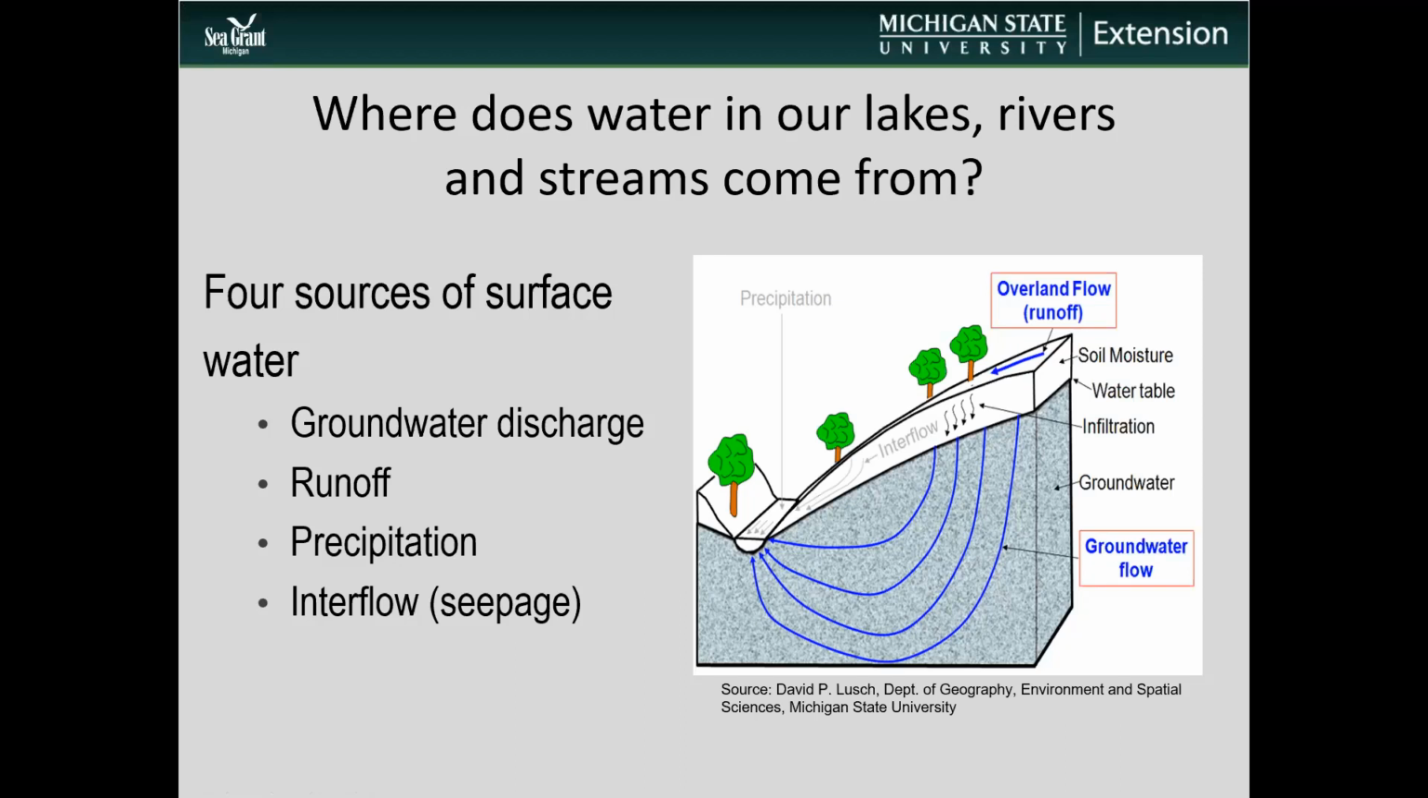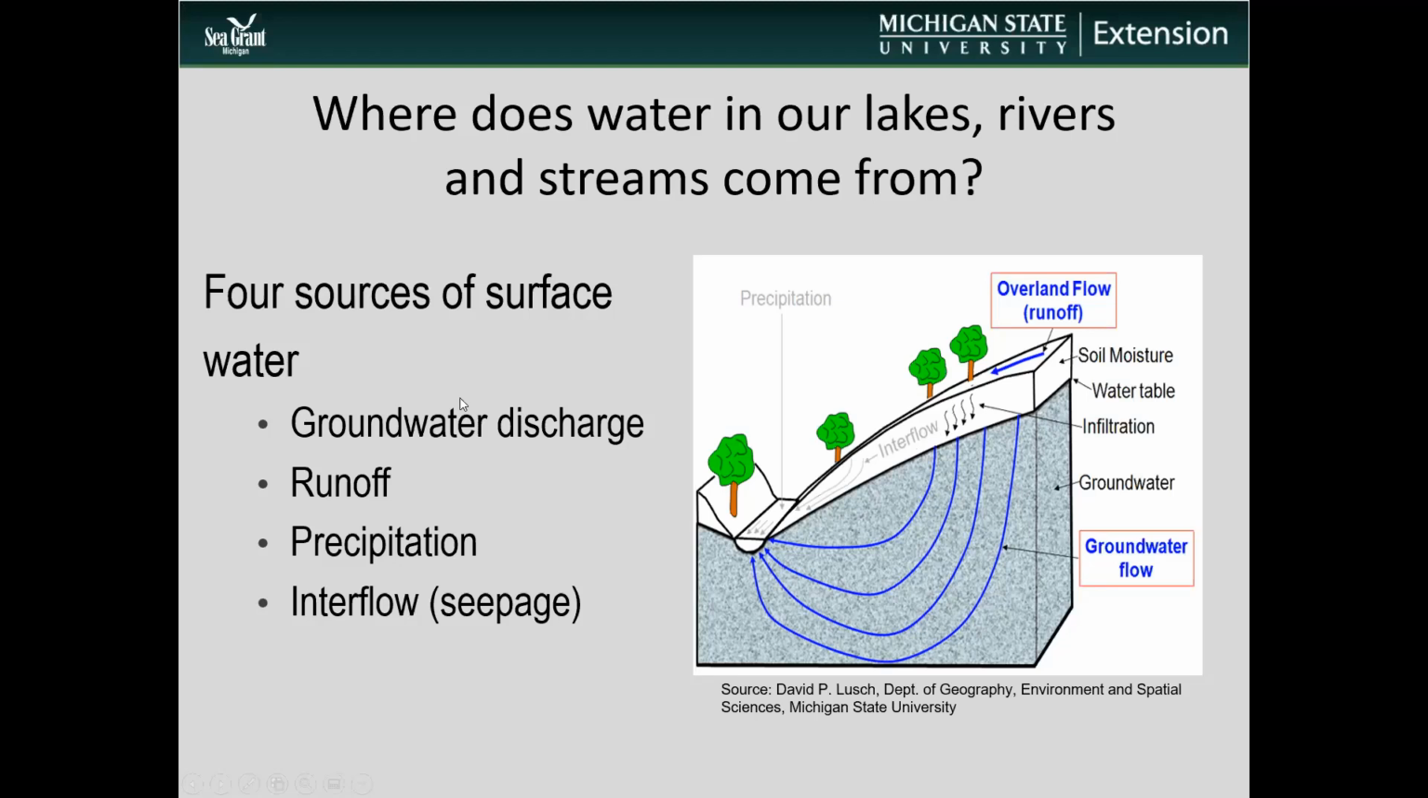We also have precipitation where the rain or snow is falling directly into the stream channel, and interflow, which is the lateral movement or seepage of water in what we call the vadose zone or the unsaturated zone.